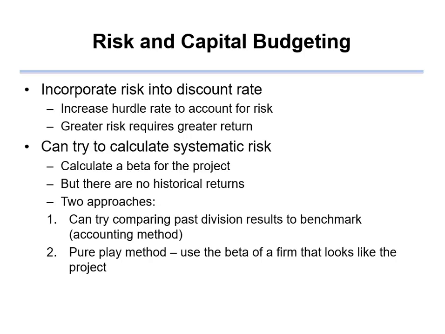Now, how do we calculate systematic risk? Well, we can do a couple ways. First of all, we're going to look at the beta for the project. But it's a new project. We have nothing to look at. There's no historical basis for comparison in our own business. But we can take a look at some other benchmark, or another business that's in something that we do.